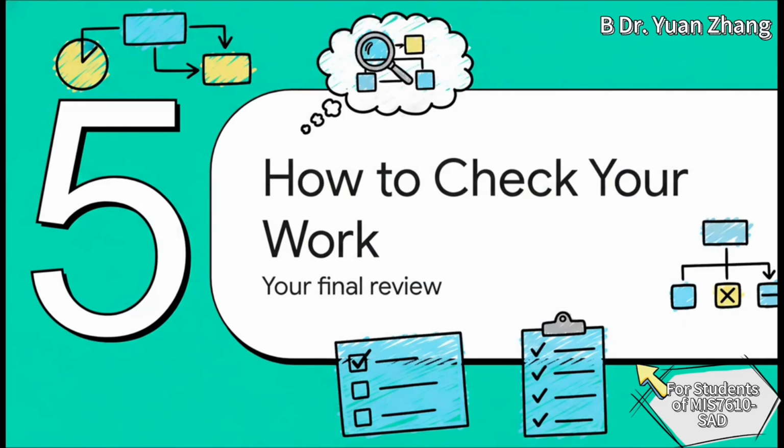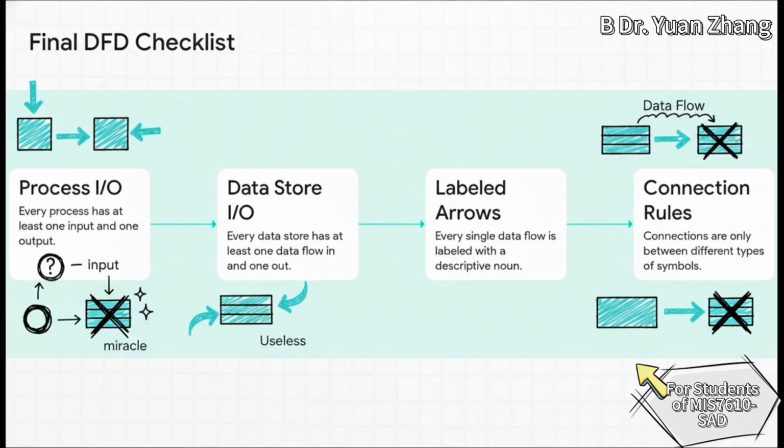So, before you call your diagram done and get ready to submit it, it is absolutely essential to do a final review. Running through a quick checklist can help you catch those little logical errors and make sure your diagram is syntactically perfect. Use this checklist seriously. First, check your processes. Does every single process have at least one input arrow and one output arrow? A process with only inputs is a black hole. Data goes in and never comes out. One with only outputs is a miracle. Data just appears from nowhere.